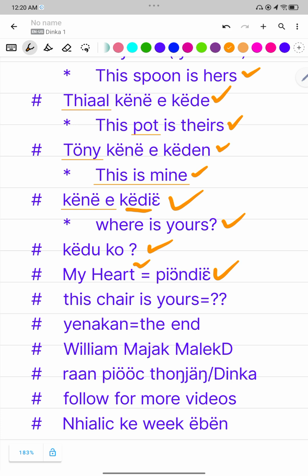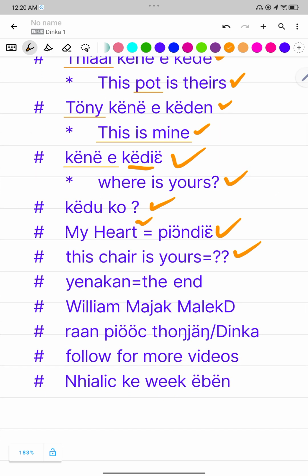This chair is yours. You can translate this one to me. This chair is yours. Please translate it for me.